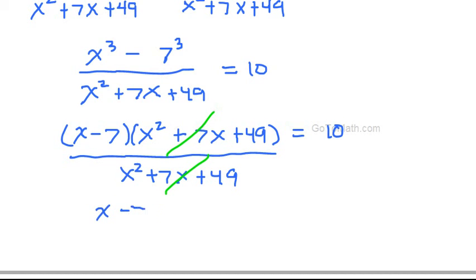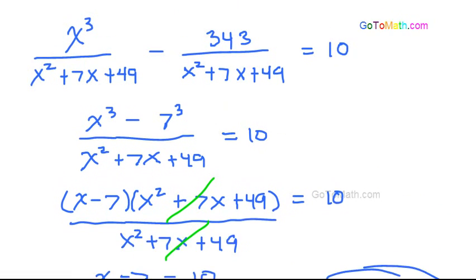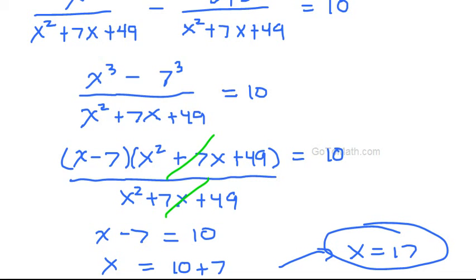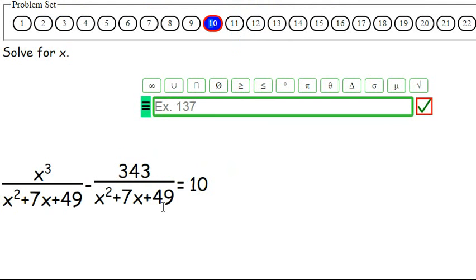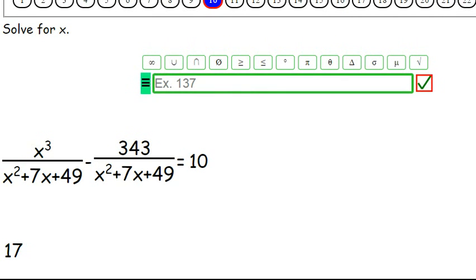So now we're left with x minus 7 is equal to 10. So this problem didn't turn out that bad after all. 10 plus 7, and let's write it over here. X is equal to 17, and that's going to be our only solution. X is equal to 17. Isn't that interesting? What do you know?